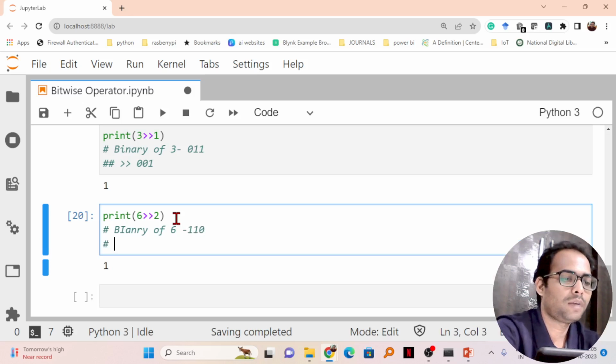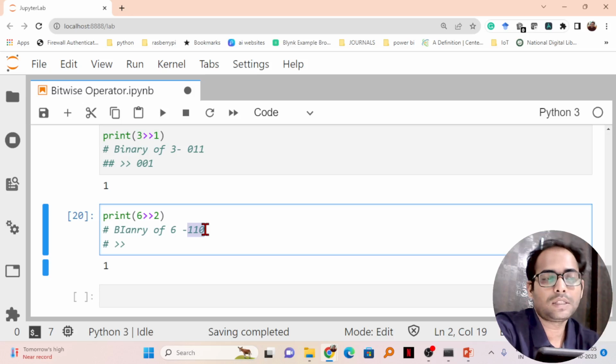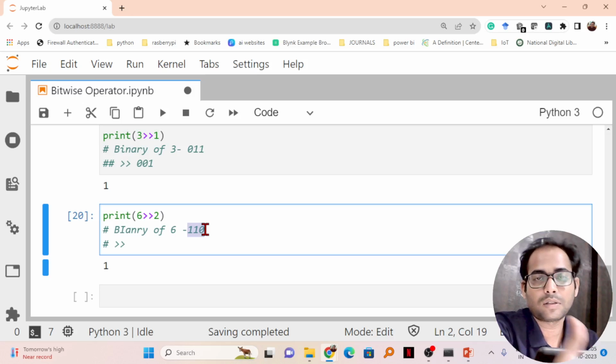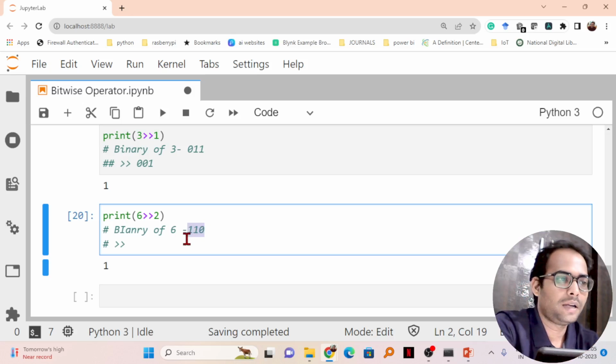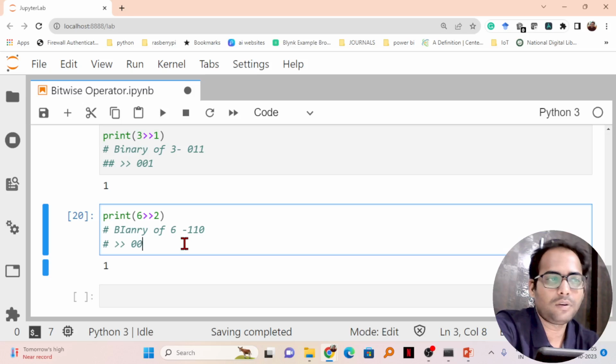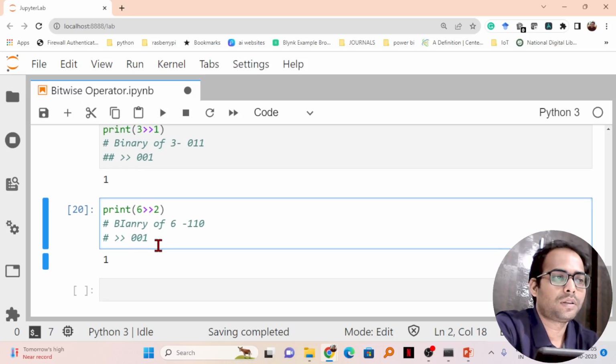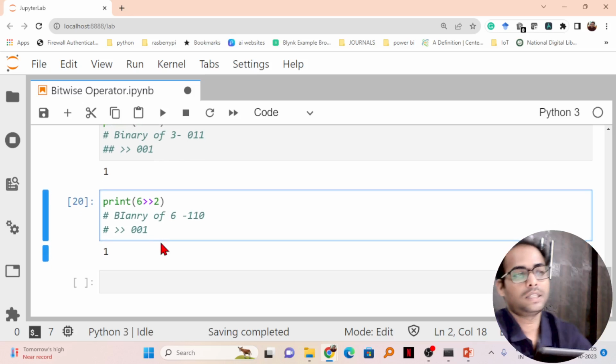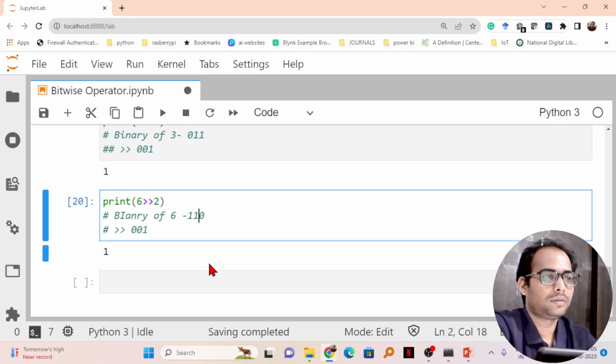Now what we have to do? We have to do the right shift operation. 1 1 0 will be shifting towards the right by 2 values, so 2 vacant places will be created, that is 0 0, and you have to shift the value. First we will shift this one, it will go out, then we put a 0, then we shift the next one, it will go out and we put one more 0 there. So that's how the 6 becomes 1.